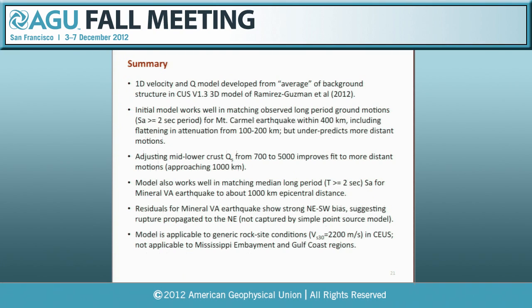Okay, summary. Developed the model based on the average of this 3D velocity model by Ramirez-Guzman. The initial model works well for the long periods for Mount Carmel out to about 400 kilometers, including the flattening, but underpredicts the more distant sites, and that can be corrected by increasing the Q. Taking that model and applying it to Mineral seems to work pretty well, even out to about 1,000 kilometers, although we are not capturing this northeast to southwest bias, which is probably related to directivity. And the model does not include the regions of the Mississippi embayment and Gulf Coast. And that's it. Thank you.